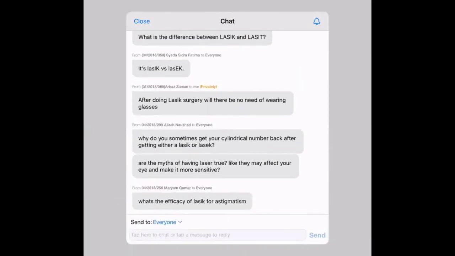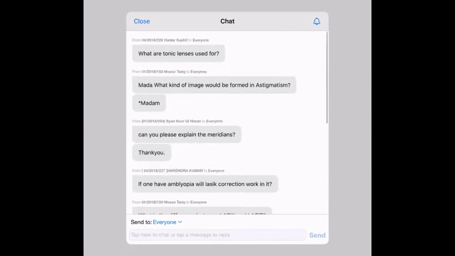So many questions about LASIK and none about the actual refractive problems.